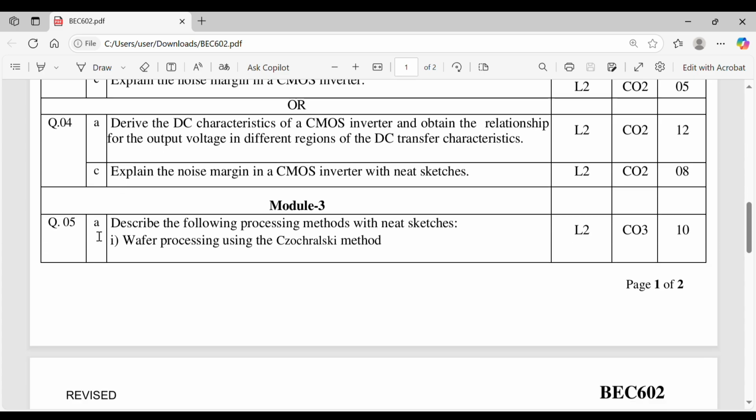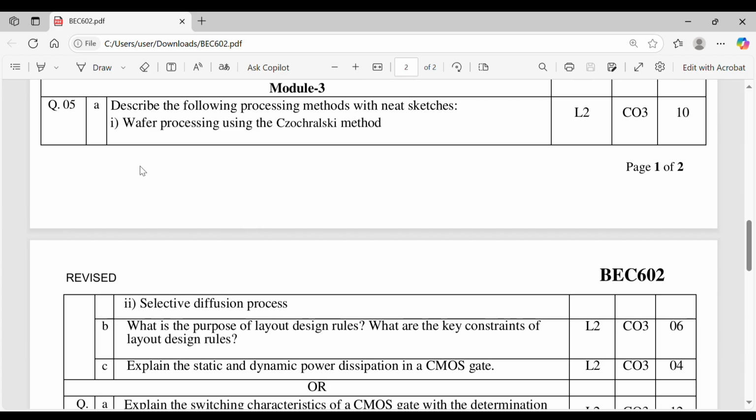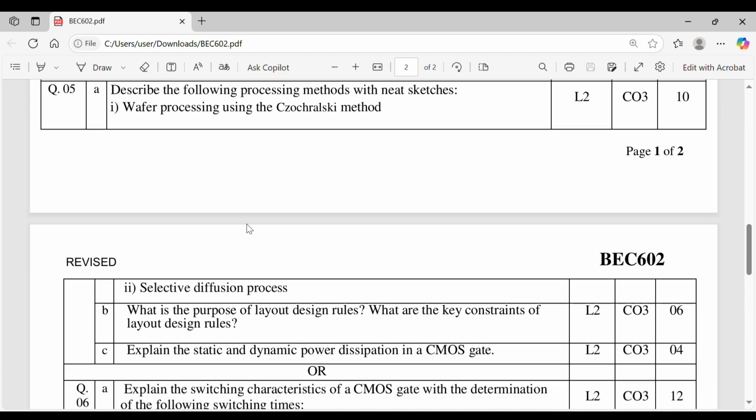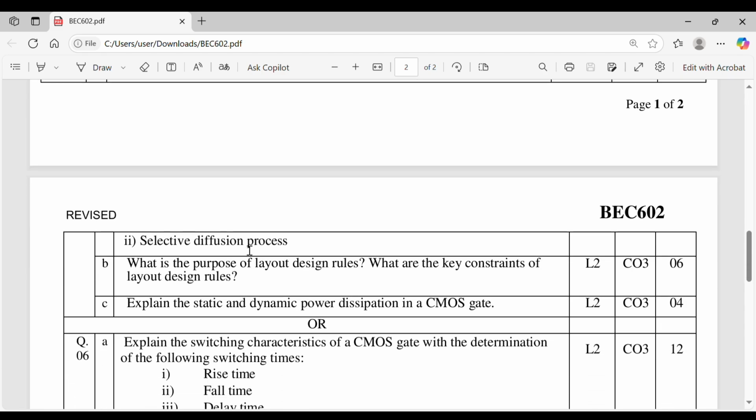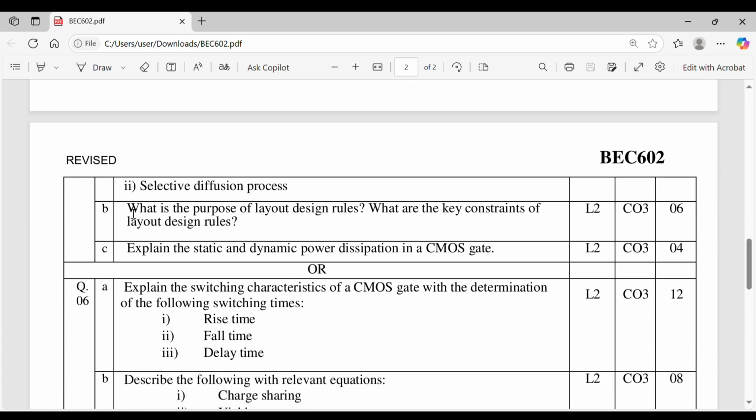5A question is describe the following process methods used with a neat sketch. One is wafer processing using the Czochralski method, and the second is a selective diffusion process. Next 5B question is what is the purpose of layout design rules? What are the key constraints of the layout design rules? This is very important. They will ask the layout design rules and how you will draw the layouts.